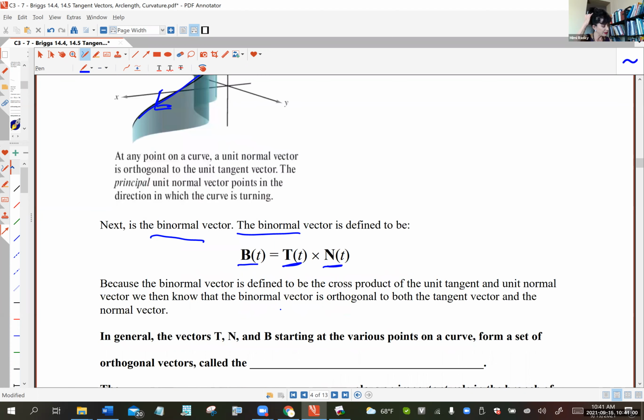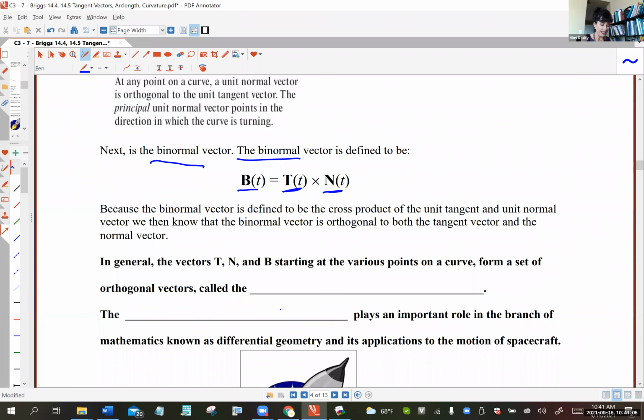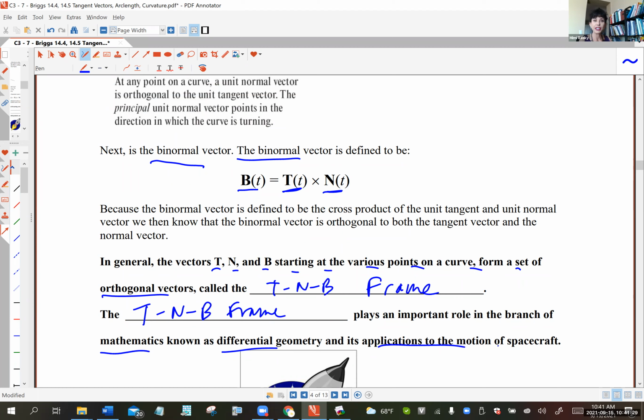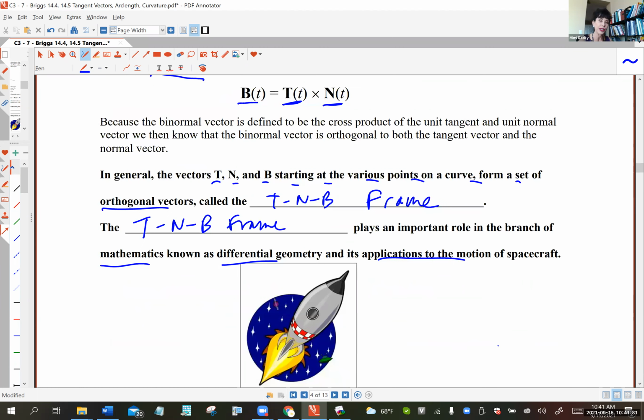Our physics brethren are very interested in all three of these vectors, because when you take them as a set, T, N, and B, they form a set of orthogonal vectors called the TNB frame. And the TNB frame plays an important role in the branch of math known as differential geometry. It has applications to the motion of spacecraft. If you're going to major in aerospace engineering, you might want to care about the TNB frame.